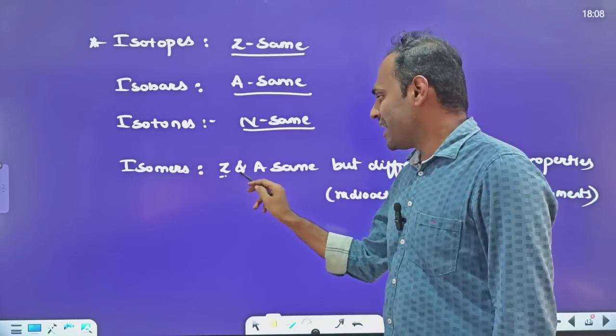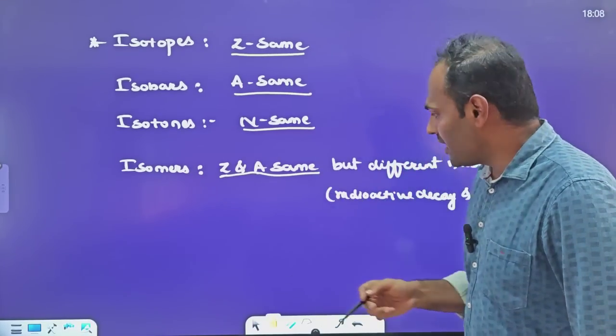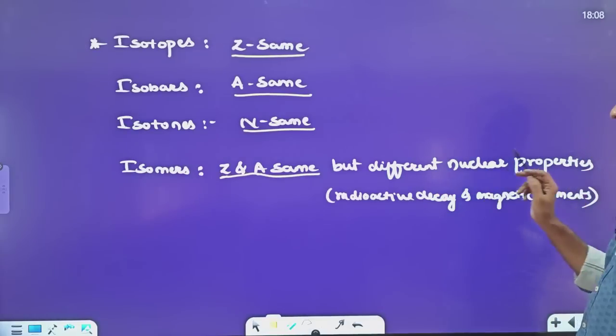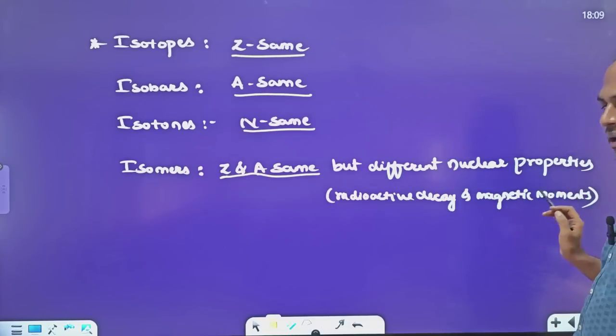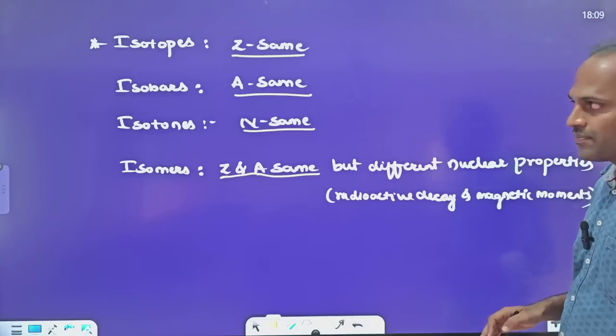Isomers: their atomic number Z and mass number A will both be the same, but they will differ in nuclear properties such as radioactive decay and magnetic moments. Those are called isomers, right?